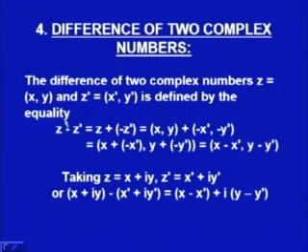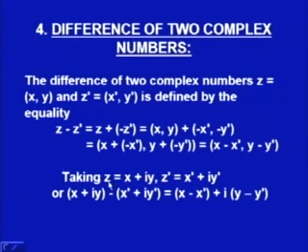And this will be equal to, if we take the sum of the two complex numbers by definition, we add x and minus x dash as the real part, and y and minus y dash we add them as the imaginary part. This is equal to x minus x dash as the real part and y minus y dash as the imaginary part of the number.